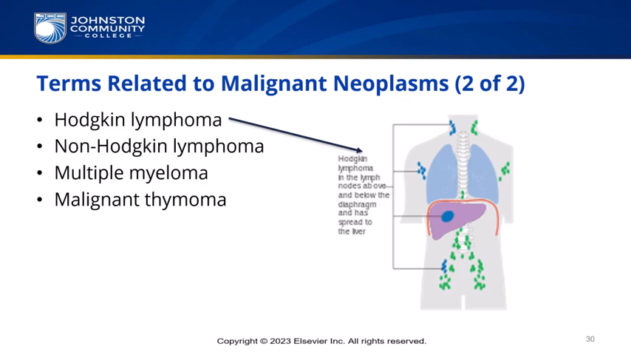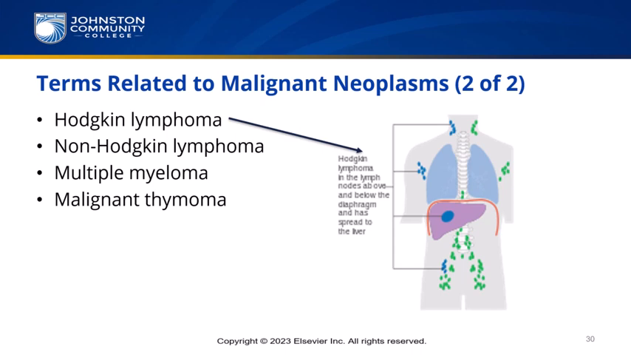Next, we have Hodgkin's lymphoma, also called Hodgkin's disease. It is a cancer of the lymphatic system that is diagnosed by the detection of a type of cell specific only to this disorder, the Reed-Sternberg cell.